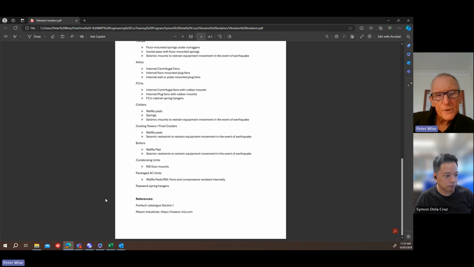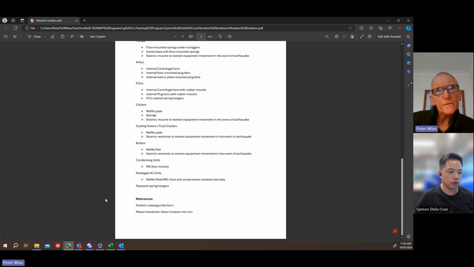If you've got seismic and you've got air handling units, you probably need seismic restraint, but not seismic springs as such. Chillers may need seismic springs, but it really depends on where the chiller is located in the building. If it's at the top of the building, you may need springs. If it's down the bottom, I doubt that you would.